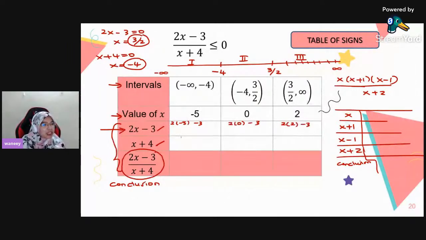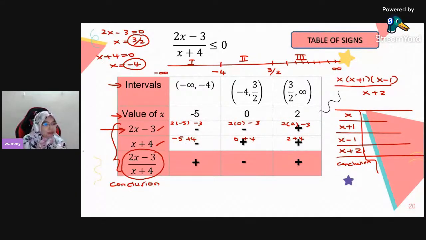Same thing over here. So the value of x is negative 5. The factor is x plus 4. So negative 5 plus 4. 0 plus 4. And then 2 plus 4. So we only want the sign. Is it positive or negative? Okay. Once you already have the sign, you want to check or you want to calculate the conclusion. So a negative number divide with a negative number, it will become positive. Negative divide with positive, negative. Positive divide with positive, so it will become positive.